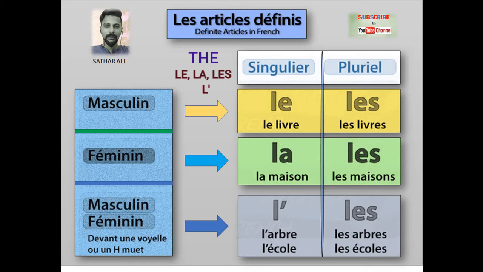Now it is l'école. Even if it is like that, in plural form there is no change. Les arbres. We will have to use les arbres, the trees. Les écoles, the schools. So they all have the same forms. So don't consider that we have 4 articles, we have only 3 articles. This is an exception. Okay, in some special cases we use that. Okay, so that is all about les articles définis.